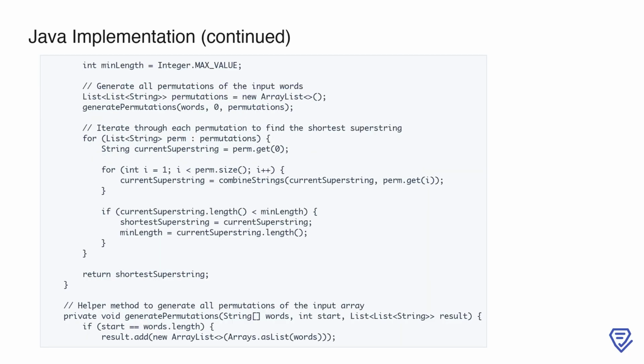To compute the shortest superstring, we first initialize min_length to track the smallest superstring length found so far and create a list to store all permutations of the input words. Using the generate permutations helper method, we populate the permutations list with every possible order of the words. For each permutation, we start with the first word and iteratively combine it with the next word in the sequence using the combine_strings method. By the end of each permutation, we check if the resulting superstring is shorter than the current minimum length. If it is, we update both the shortest superstring and min_length variables. This approach ensures that we evaluate all possible arrangements of the words to find the optimal solution.